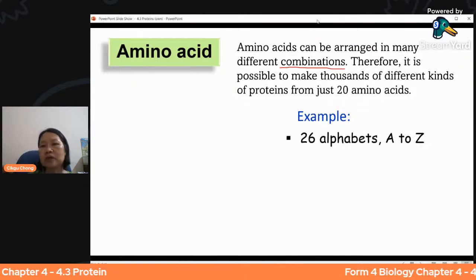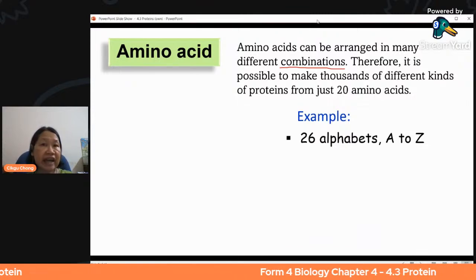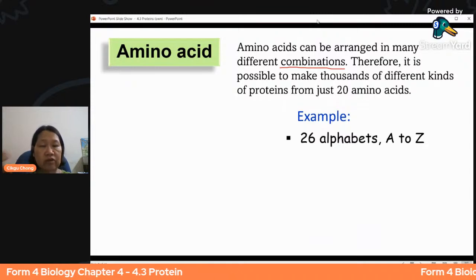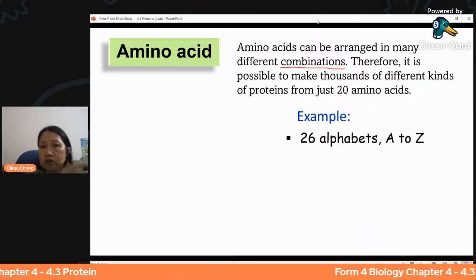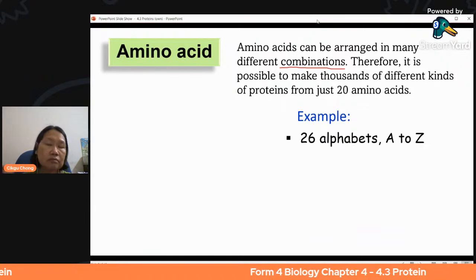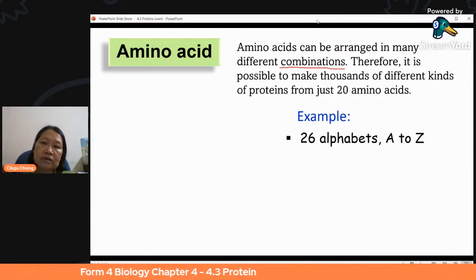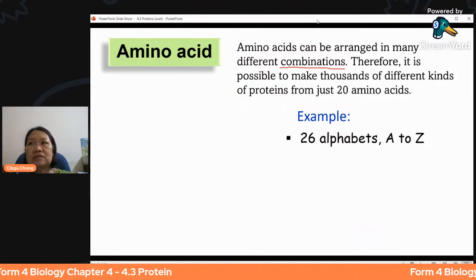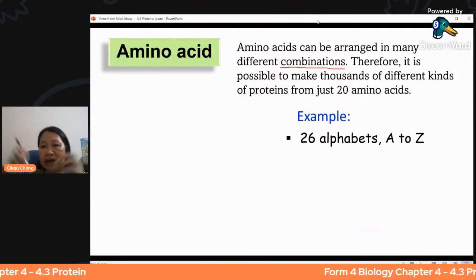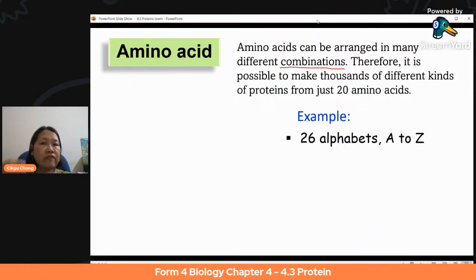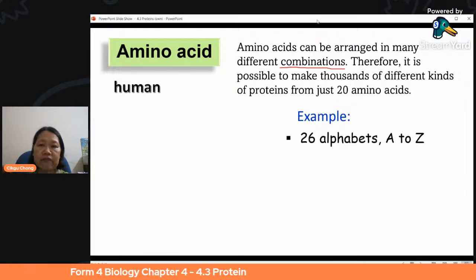Okay, for example, ACE, ace, that's one word. BOOK, it's another word. You can repeat the letter. You can also repeat your amino acids. Then another word, INK, ink, right? Then you can have another word called CAT, cat. So you can take any one of those alphabets and join them together. You have different combinations. So from 26 alphabets, you have thousands of words.